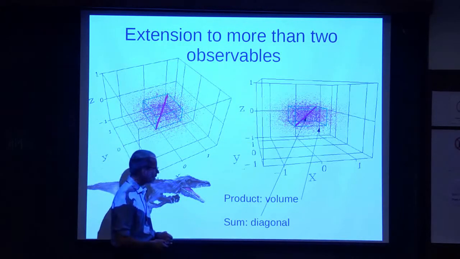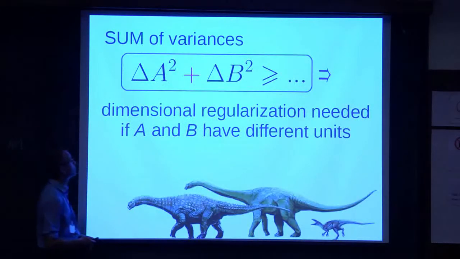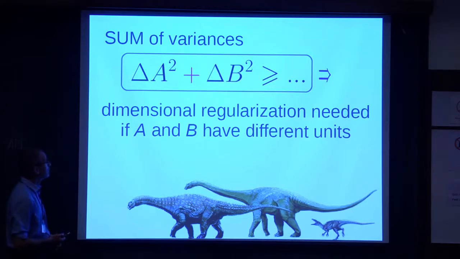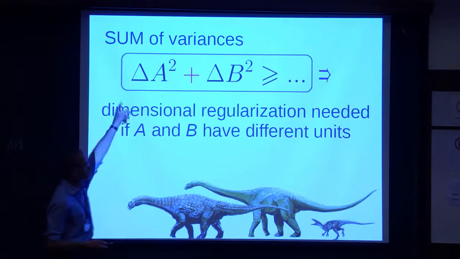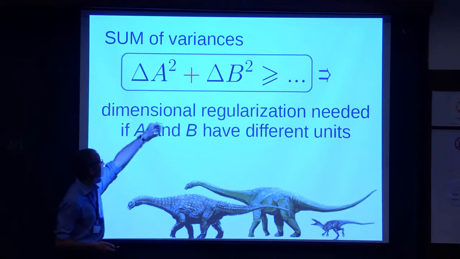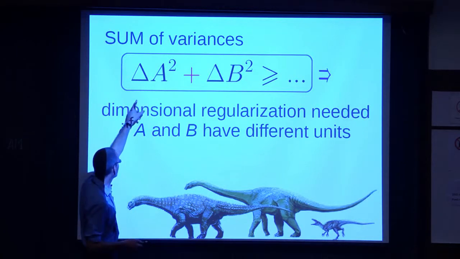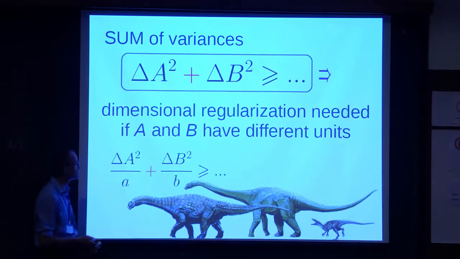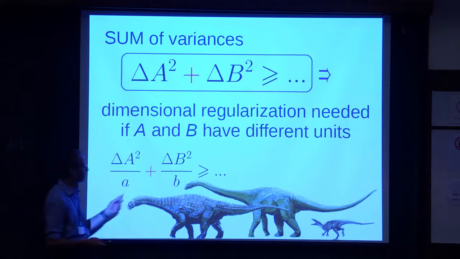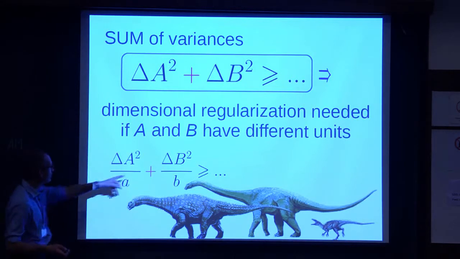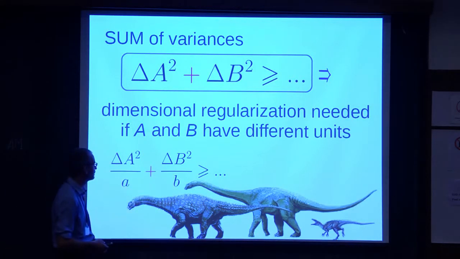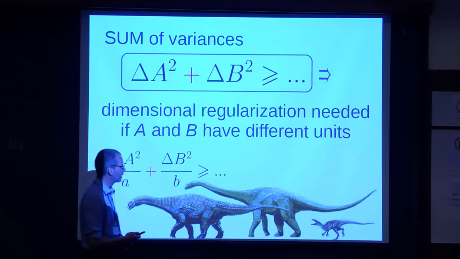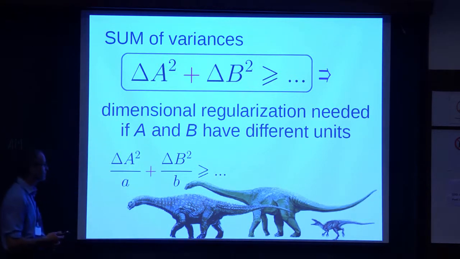Okay? So this is the main idea we're going to explore. Of course, since we are taking the sum instead of the product, we need a dimensional regularization if the A and B have different units. So you just need to divide by something which takes away the unit so that the sum makes sense. Okay, this is just a trivial statement, but it's important to remember.